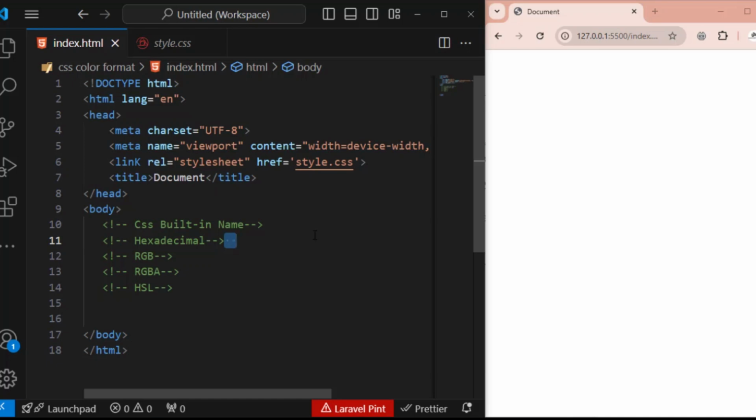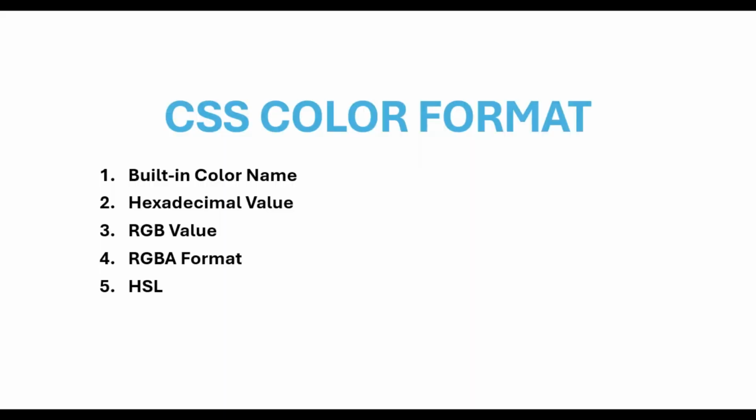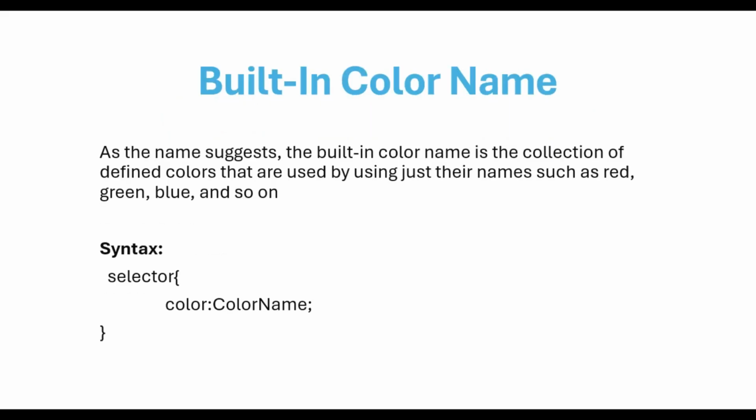In this video, you'll learn about the different CSS color format value types used with CSS properties. In this lecture, we will discuss the 5 most important CSS color formats. Let's dive in. Our first property is the built-in color name.